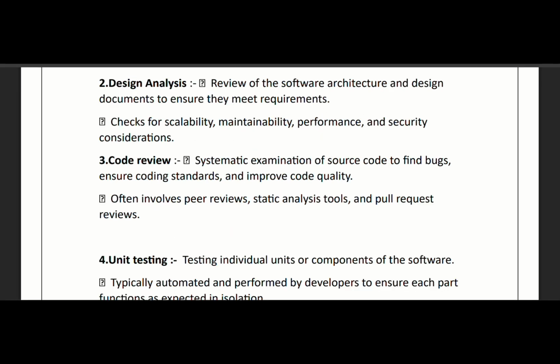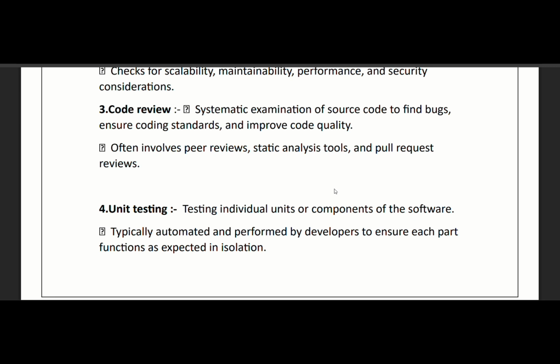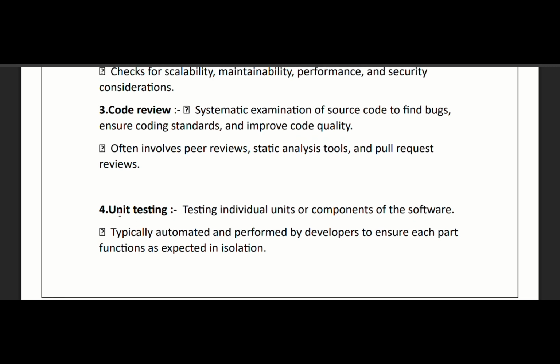The third point is code review. It is a systematic examination of source code to find bugs, ensure coding standards, and improve the code quality. It often involves peer review, static analysis tools, and pull request reviews. Fourth, unit testing, which means testing individual units, modules, or components of the software, typically automated and performed by developers to ensure each part and function works as expected in isolation.